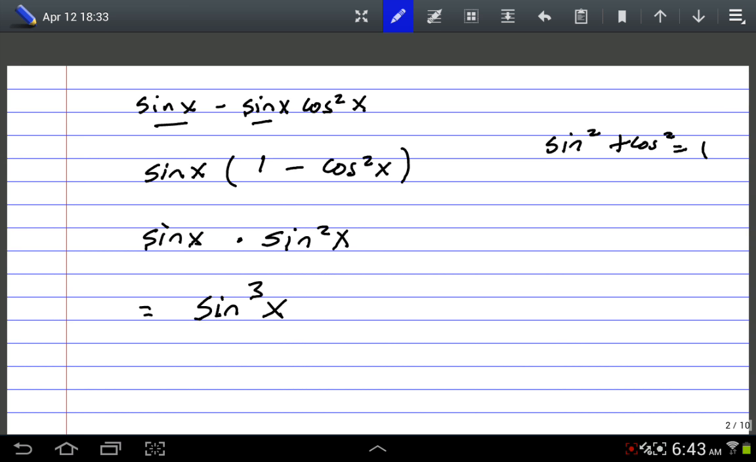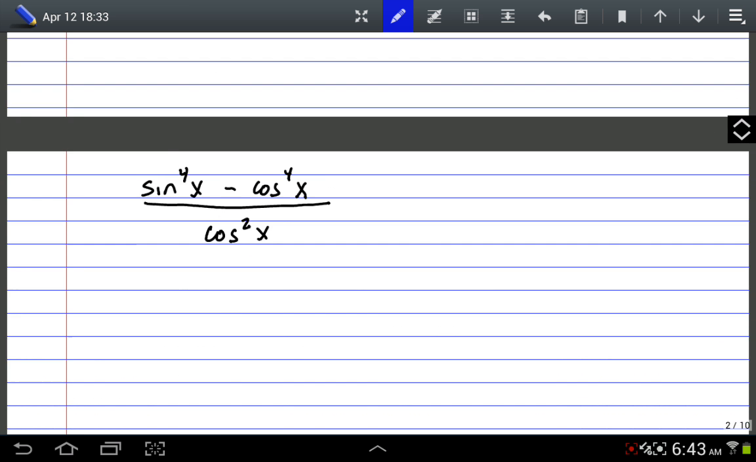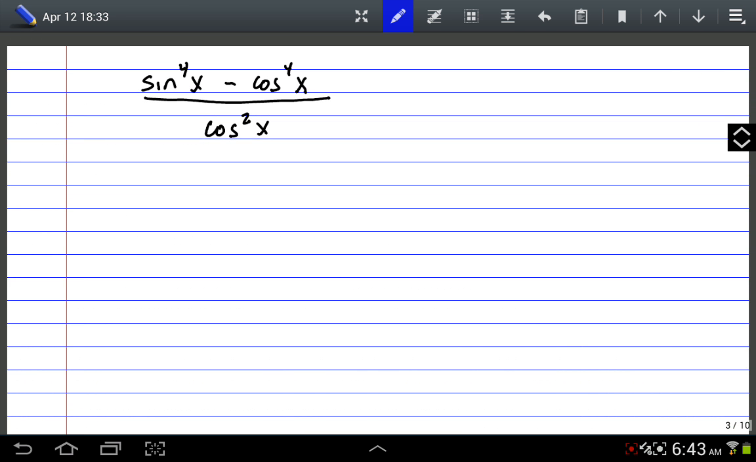Now, let's look at another one where we could use some factoring here. All right, let's see if you can spot this one. All right, they're to the fourth power. So that should tell you something there. Sine to the fourth x minus cosine to the fourth x. Difference of squares, isn't it? Okay, so now let's factor that as a difference of squares real quick.